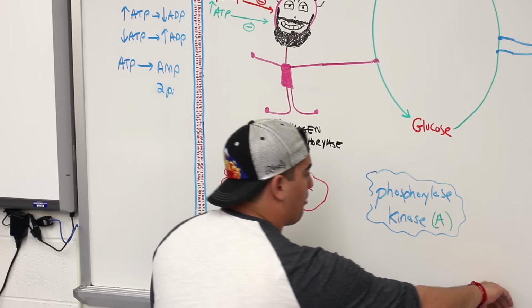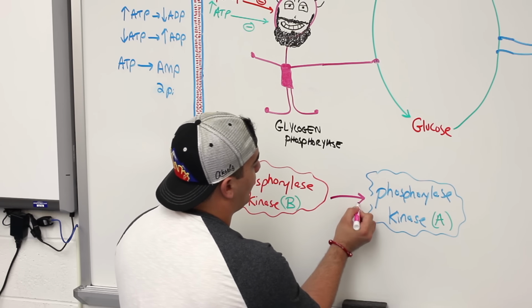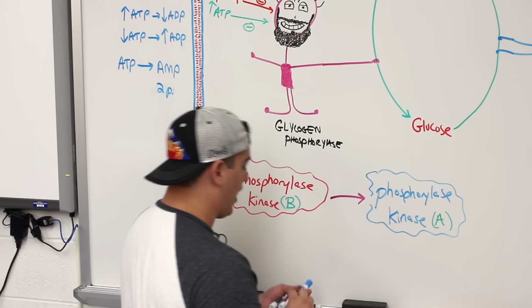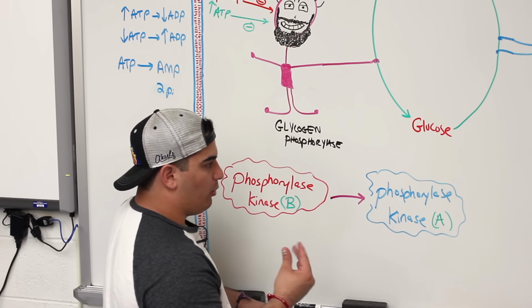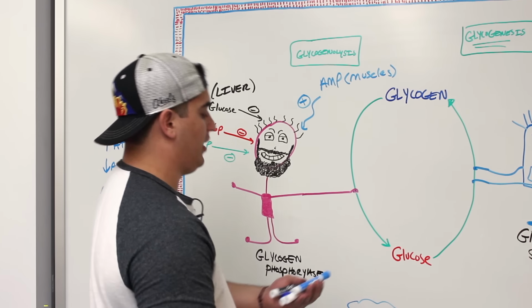What triggers that process to occur? So what triggers this conversion of phosphorylase kinase B to phosphorylase kinase A? And why is that relevant to glycogen phosphorylase? Okay. Now we're going to get into another process. Now we have to get into a little bit of the hormones. So we'll come back to this and see how this is affecting it.